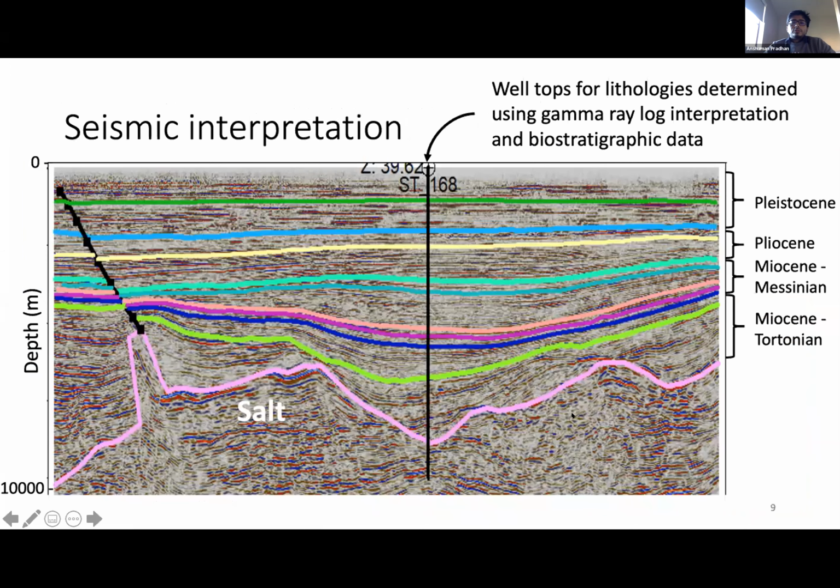The first step that we did was do an interpretation of the key geologic horizons that were present in this section. We derived the well tops from lithological interpretations, and we also had some biostratigraphic data. As you can see, we have salt at the bottom of the model, and our analysis will be limited to only above the salt. So we won't be looking at anything below the salt. And above the salt, we go as far as the Miocene-Tortonian horizon in our analysis.